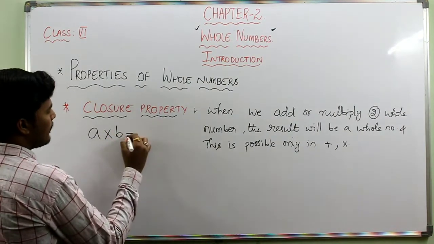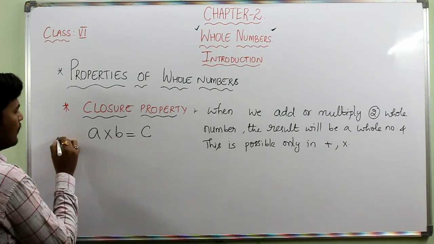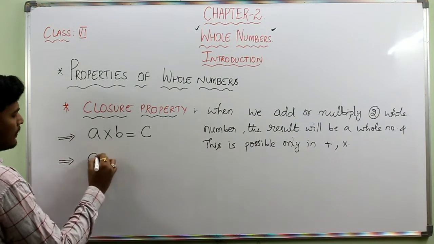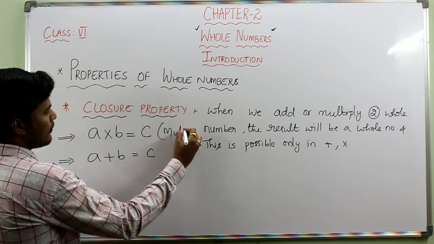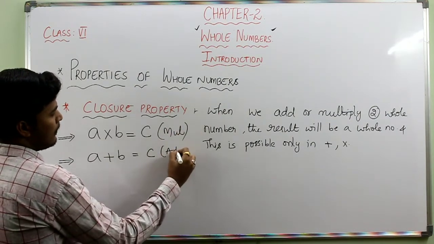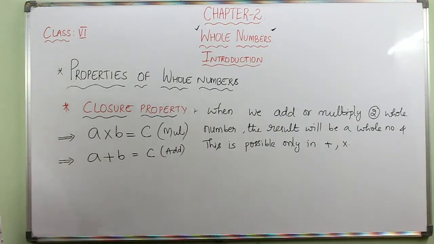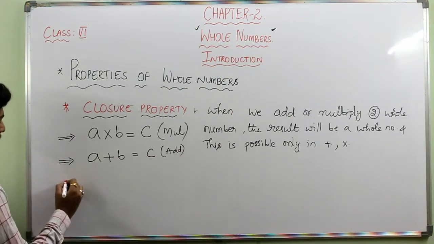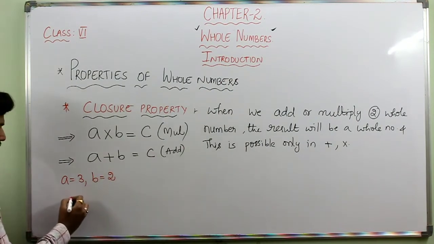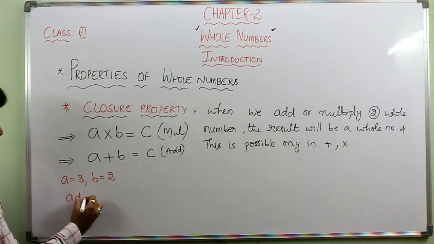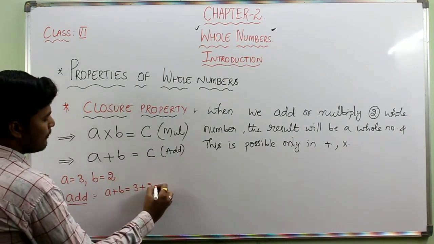So when I am multiplying them, I am getting the resultant as c, which is also a whole number. Similarly, if I add, a plus b is equal to c. This is in the case of multiplication and this is in the case of addition. Okay, so now let us take an example and verify these two. Let us take a equal to 3 and b equal to 2. So first let us verify addition: a plus b is nothing but 3 plus 2, which is equal to 5.